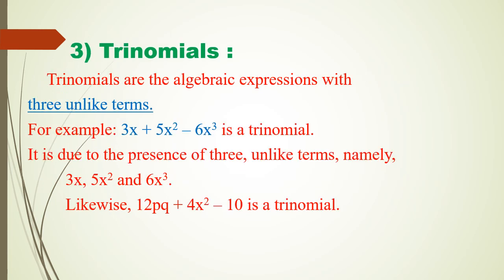Trinomials. Trinomials are the algebraic expressions with three unlike terms. For example, 3x plus 5x square minus 6x cube. It has three terms with different algebraic expressions. So, this one, it is a trinomial. Next example, 12pq plus 4x square minus 10. This one also have three terms with different algebraic expression. So it is a trinomial.